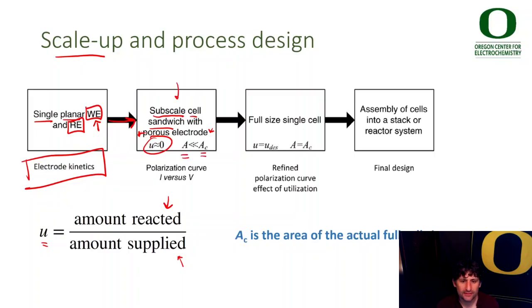Once you understand this, you go to a full-size single cell where you run under conditions where you get the target conversion. So you have to change your flow rate of reactant into the reactor, so there's enough time for all the species to give you the conversion you want. You get refined polarization curves. Polarization is just the current voltage response of the cell, and you want to understand how that is affected by the utilization you want. Once you've optimized a single cell, you take an assembly of cells into a stack or reactor system, either in a bipolar or monopolar design.